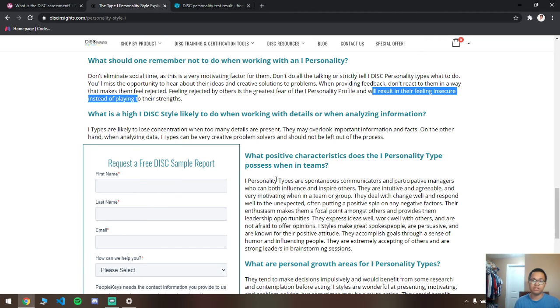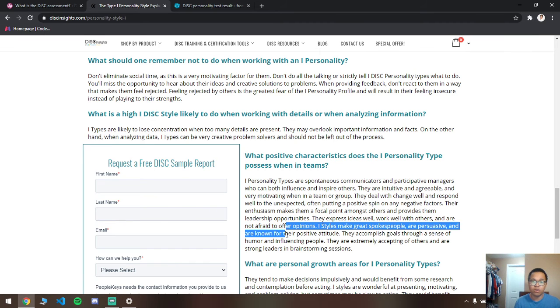What do they possess when in teams? They are spontaneous communicators and participative managers who can both influence and inspire others. They are intuitive and agreeable and very motivating when in a team or group. They deal with change well and respond well to the unexpected, often putting a positive spin on any negative factors. Their enthusiasm makes them a focal point amongst others and provides them leadership opportunity. They express ideas well, work well with others, and are not afraid to offer opinions.